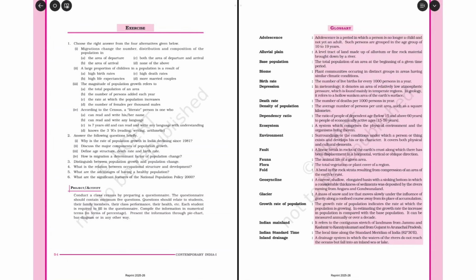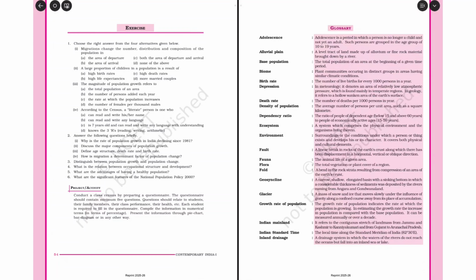There is one final piece to this review section that I find incredibly insightful as an educational tool. Let me read the project prompt provided at the end. Project activity. Conduct a class census by preparing a questionnaire. The questionnaire should contain minimum 5 questions. Questions should relate to students, their family members, their class performance, their health, etc. Each student is required to fill in the questionnaire, compile the information in numerical. And the text fades out there, but the intent is brilliant.